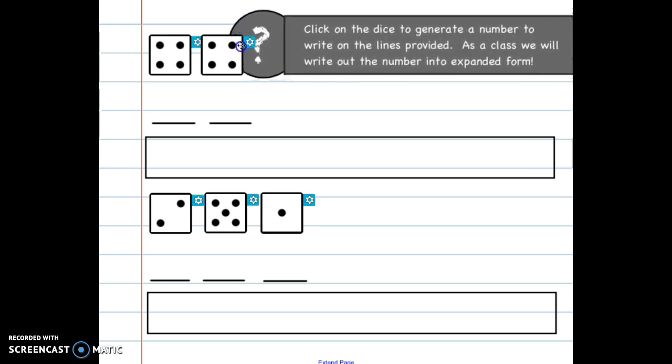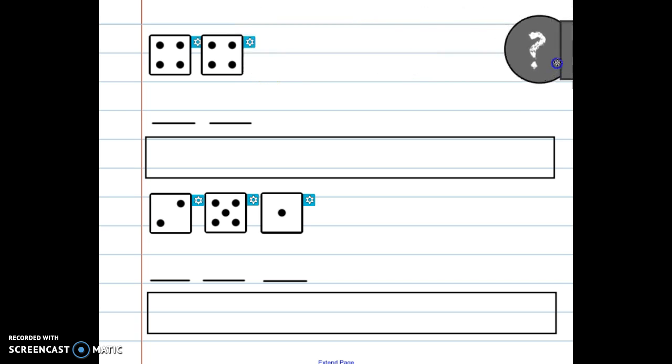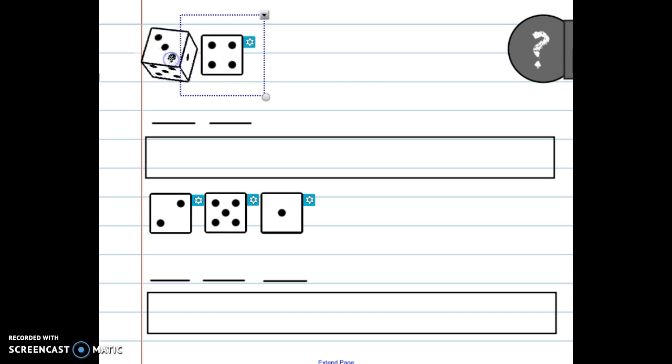All right, so here we see we have some dice to work with. We're going to click on the dice to generate a number, and then we're going to write on the numbers provided. Now as a class, we are going to write the number in expanded form. Remember that expanded form works only in base 10, so only numbers from 0 to 9 can work. Cannot use the number 10. So let's use our dice.